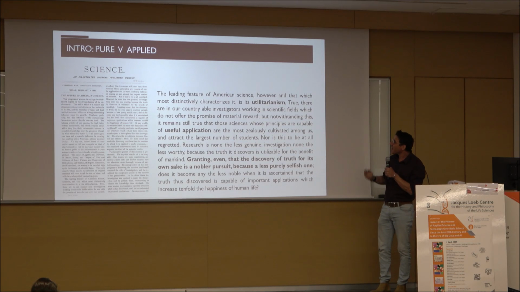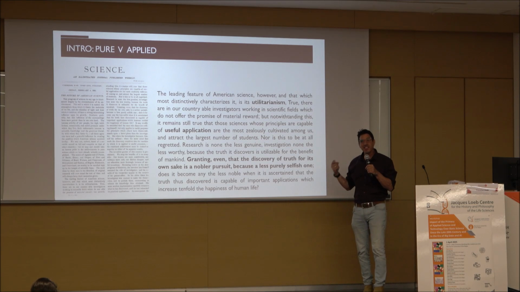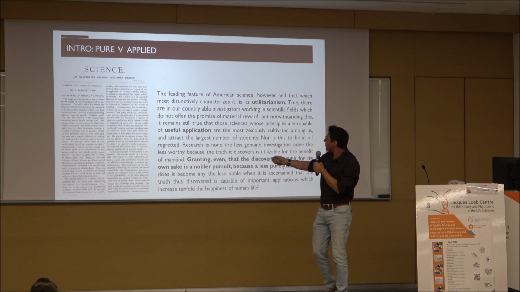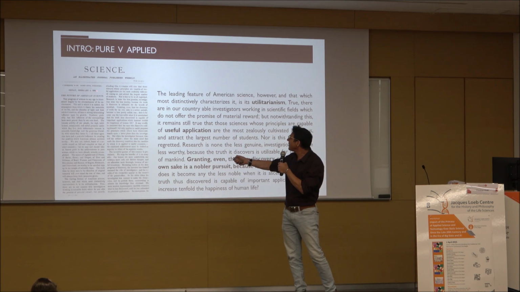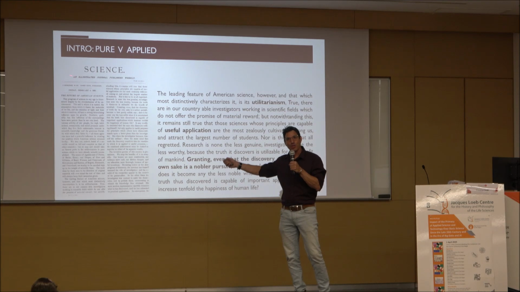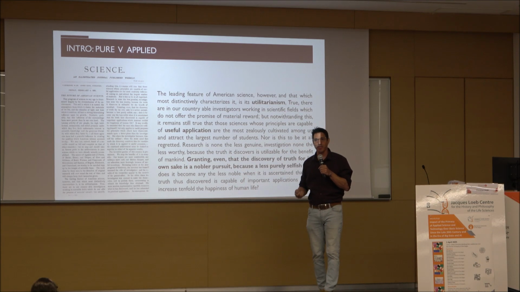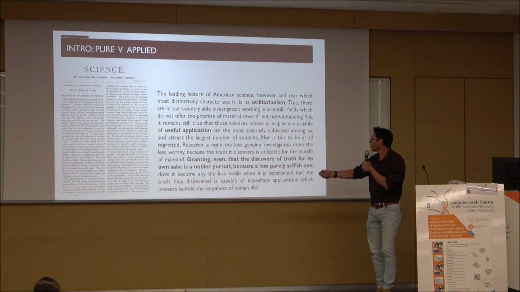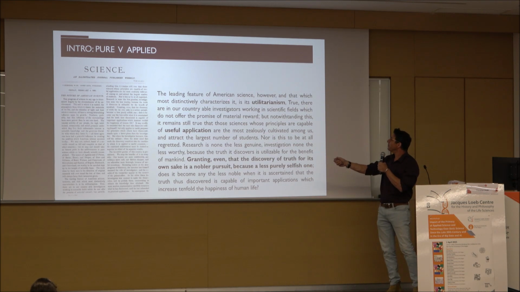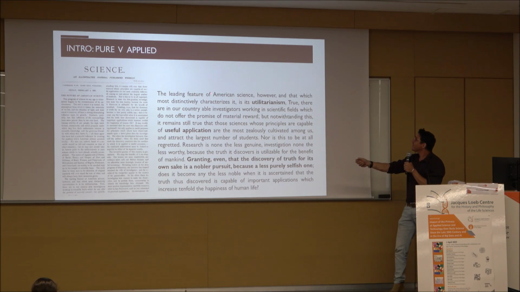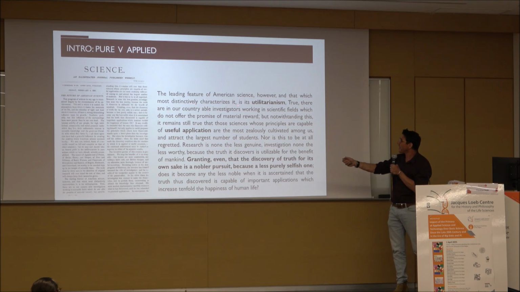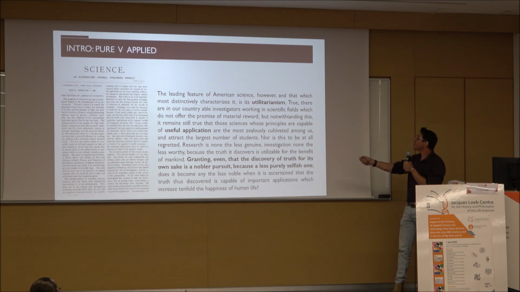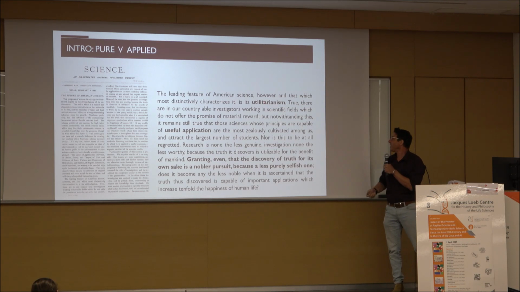This is what Science wrote in their first editorial. I don't know if you can see the year here, 1883. So the first publication of scientific research in the US, and this is the first editorial, and you can download it, it's online, and they write, blah, blah, blah. The leading feature of American science, however, which most distinctly characterizes it, is its utilitarianism, applied science.